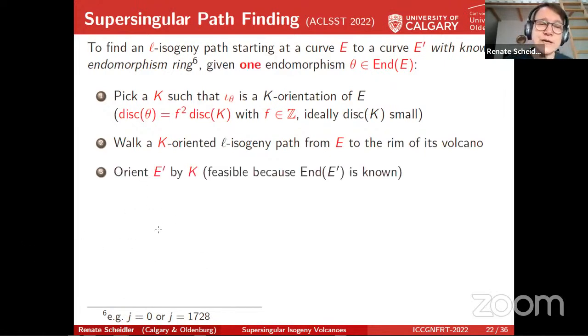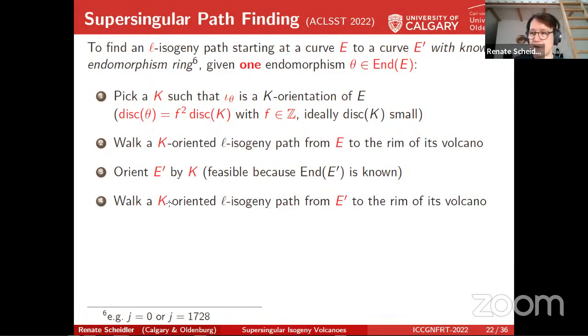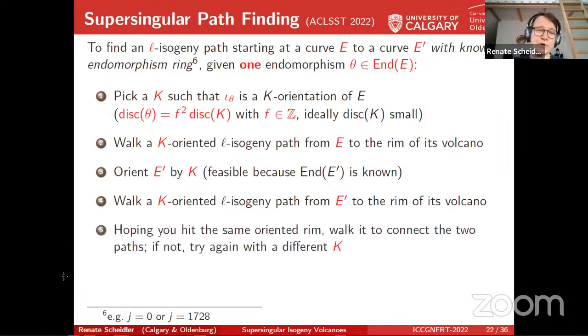Okay. Now you take the curve with known endomorphism and you orient it by the same field. This is possible because we know the endomorphism ring. And now you play the same game. You walk up from that curve as well. And now you cross your fingers and you hope that those two curves, the endpoints of these paths where you go up, lie on the same rim. There's actually no reason for that to happen, but you just hope and cross your fingers. And if not, well, you're going to start over again with a different field.